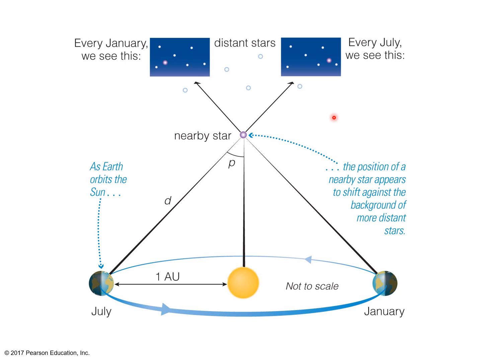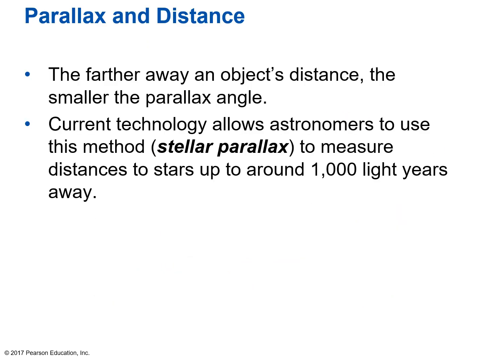Now, this is a very squished, not to scale diagram. The reality is that the stars don't shift that much. As I said, even the closest stars only shift by not even 1 arc second. But we have very precise instruments that can measure very small shifts. The farther away an object's distance, the smaller the parallax angle. Current technology allows astronomers to use this method to measure distances to stars up to about 1,000 light years away.